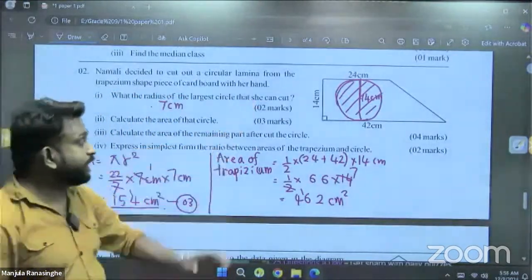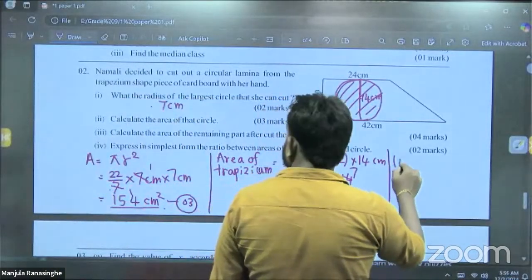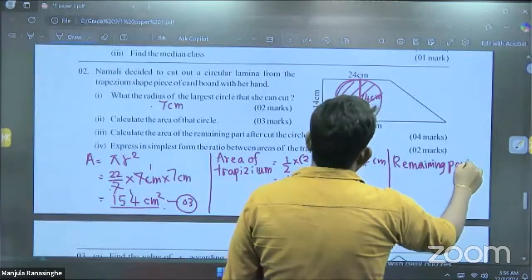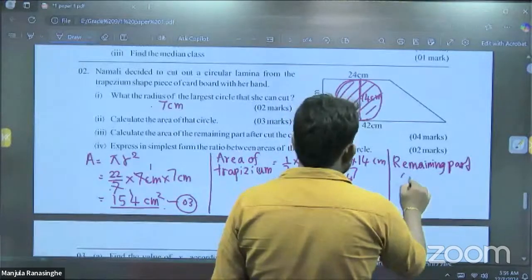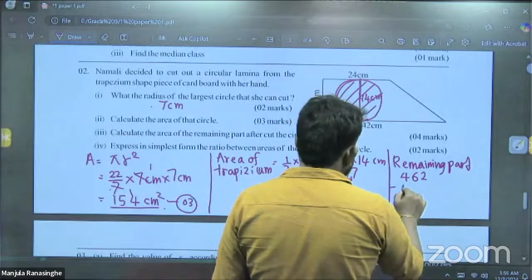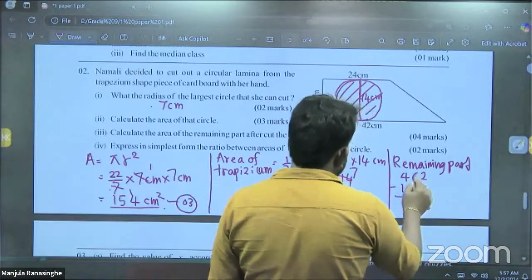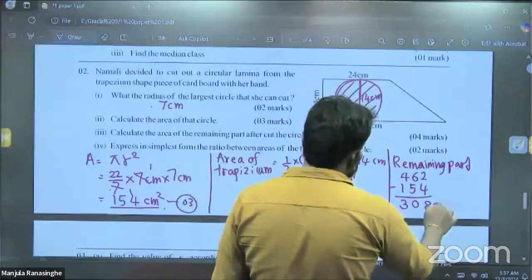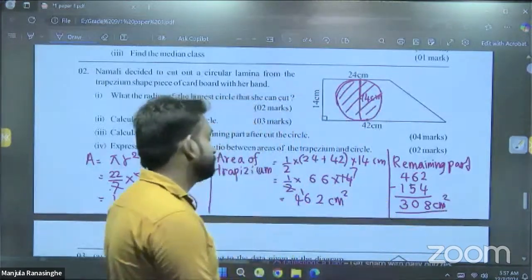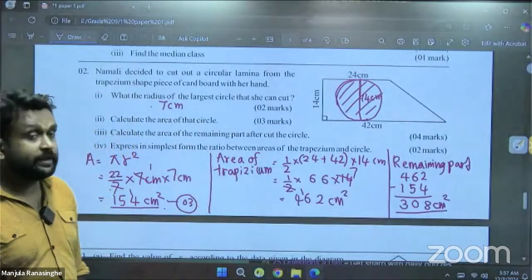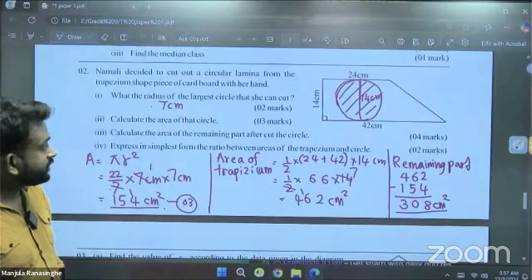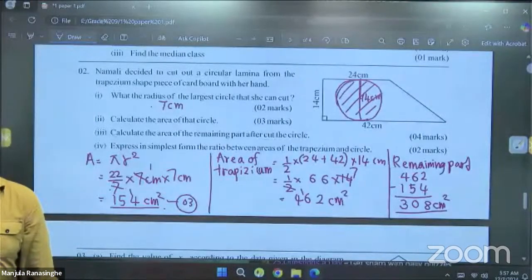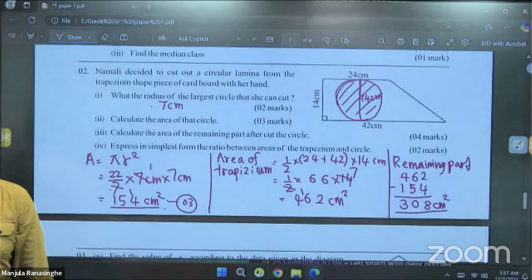Then what is the remaining part? How do we find the remaining part? The remaining part means just subtracting 154 from the total trapezium area of 462 square centimeters. That gives 308 square centimeters. That is the remaining part area. Hands up those who got that answer.